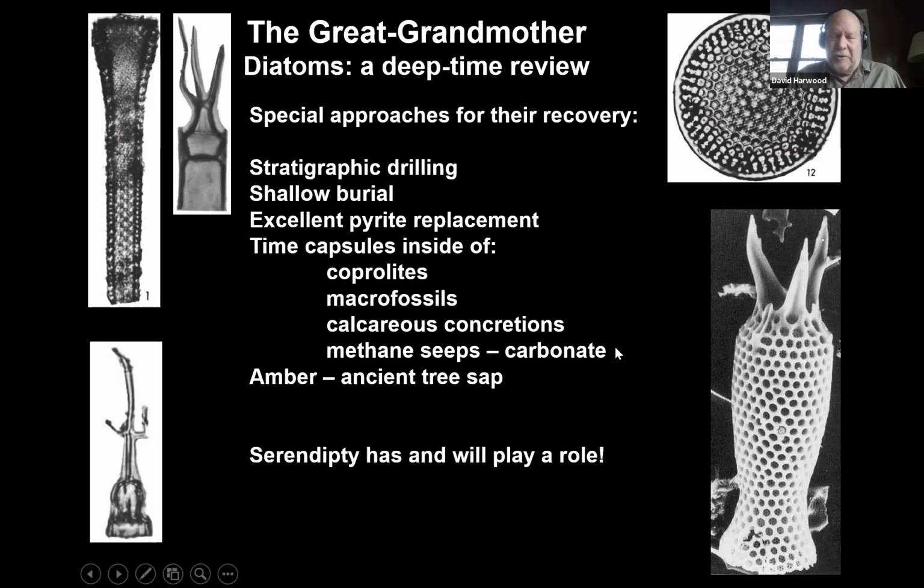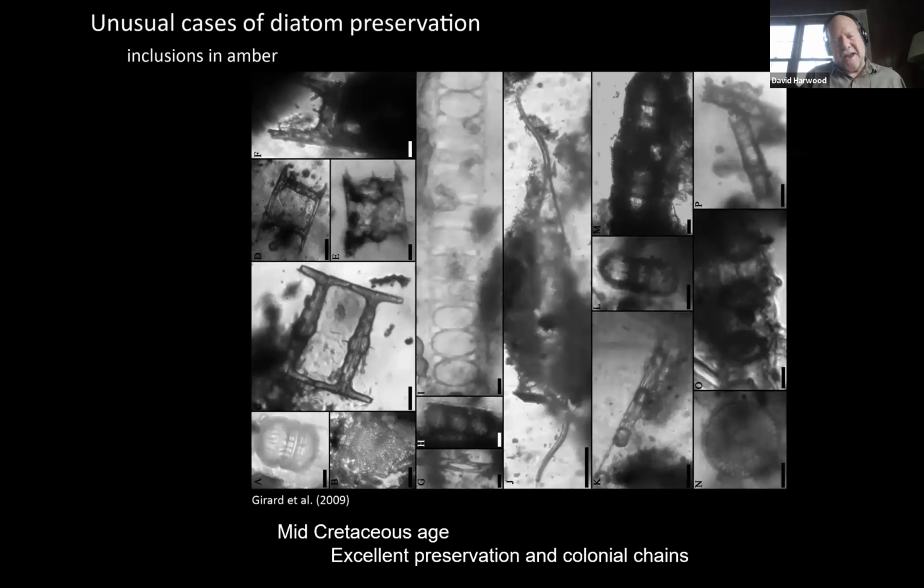A new occurrence that some Japanese colleagues have identified was by looking at methane seeps, marine seeps, where methane's coming out, carbonate will be precipitated there as well, and is an enhanced way of recovering some diatoms. And then French colleagues, by looking at diatoms in ancient tree sap from material that's blown onto the trees on the coastal environment and capturing whatever happens to be in the sea that way. But one thing is certainly clear, that serendipity has played a role in providing us with new occurrences. Here's an example of some of the material coming from amber.